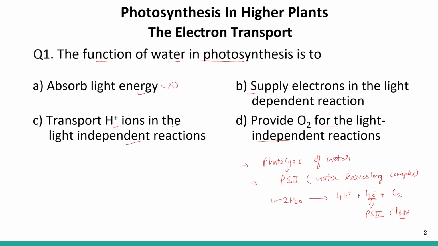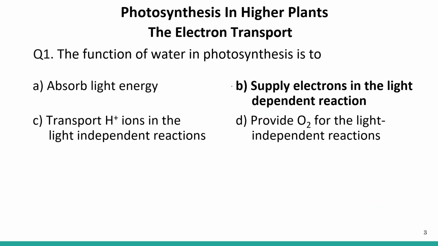Okay, supply electrons in the light dependent reaction. Alright, so this is correct. Transport protons ions in the light independent, not correct. And the fourth option is also not correct. So what should be the answer? Supply electrons in the light dependent reaction.